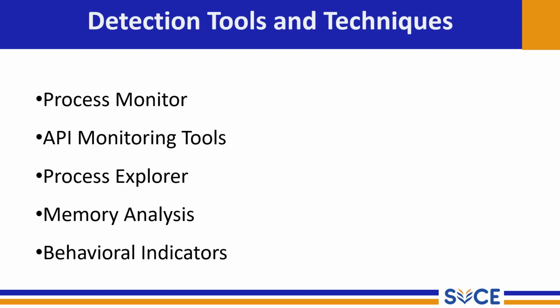What we are going to discuss next is detection tools and techniques. First one, Process Monitor, which is called Procmon. The filters to use are operation is CreateThread, operation is Load Image, operation is WriteProcessMemory, and operation is SetThreadContext. And how to analyze: correlate the thread creation with the process activity, looking for writes to process memory followed by thread execution.